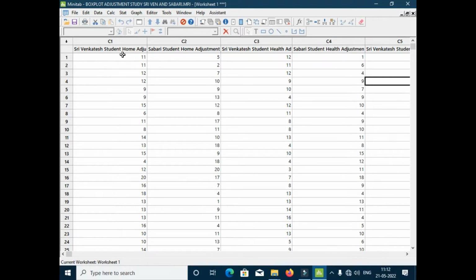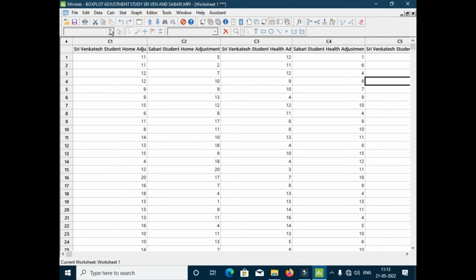You see the home adjustment, health adjustment, and the social and emotional adjustment. 4 areas of adjustment are decided here, and the various data are submitted here. Totally 8 columns of data are completed in Minitab. Bell's adjustment inventory student form is a famous one. We can use this one.